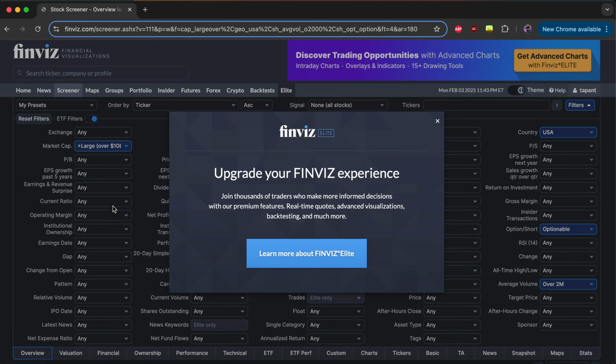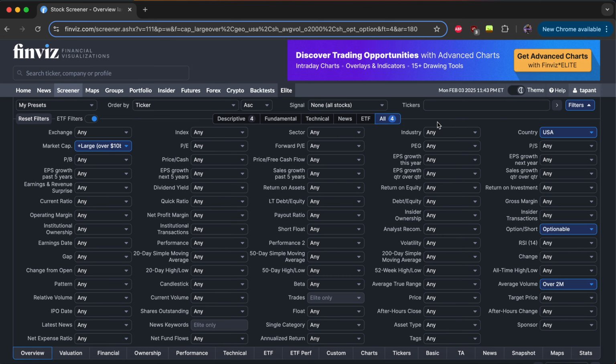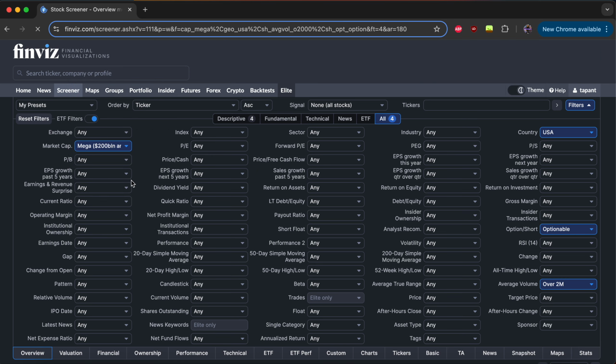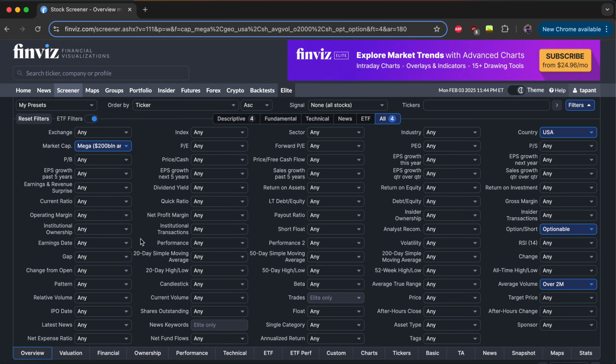Okay, let me just pick this out. Large plus is basically stocks that are over 10 billion, all the way to the highest valuation possible. For now, we'll just use mega because I like trading liquid stocks that are common household names. I don't have to worry about, am I gonna get a weird fill? Am I gonna get a weird spread? I don't like thinking about that stuff.